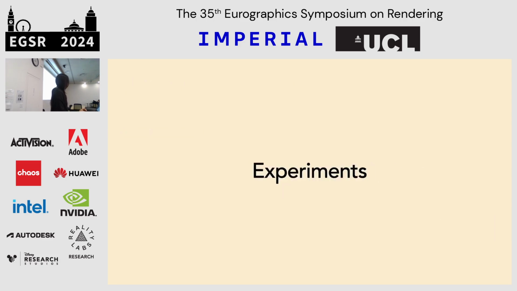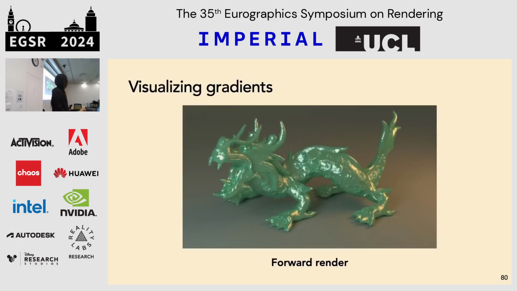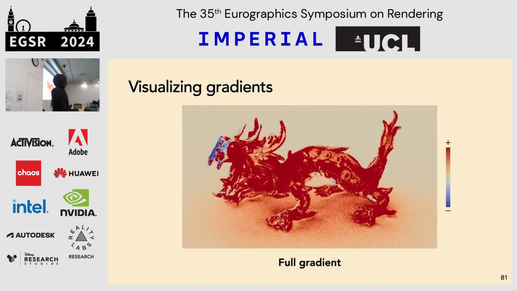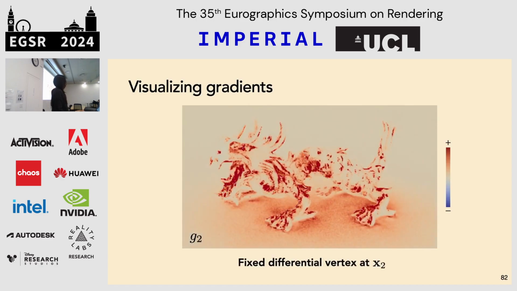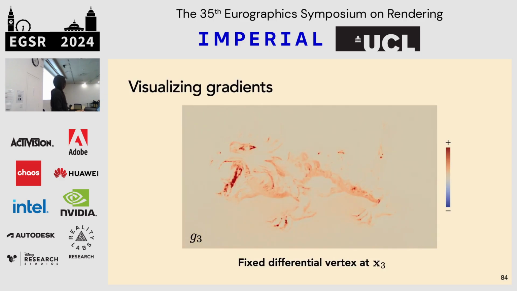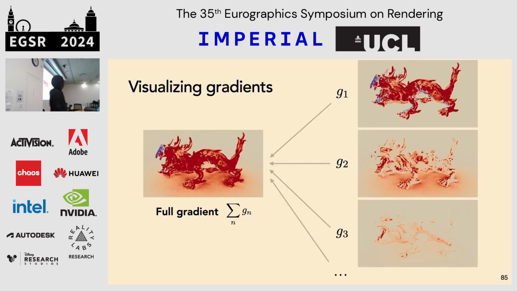So now let's look at some experiments. First, we visualize the image gradient for this scene with respect to the mixture weight of the dragon's BRDF, which has diffuse and specular lobes. The full gradient looks like this. Then, to highlight the importance of global illumination for differential light transport, we also separate the gradient contributions from paths with a fixed differential vertex. So this is the differential contribution from the first bounce of light. This is from the second bounce of light, from the third bounce of light, and so on. Adding these separate differential contributions together forms the full gradient image.